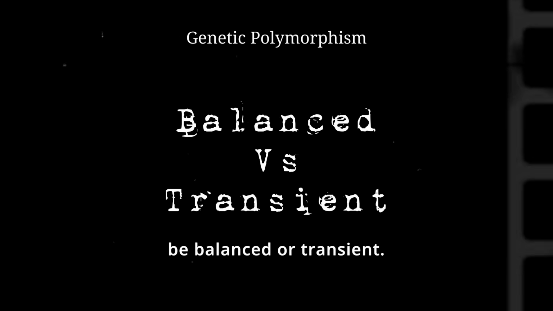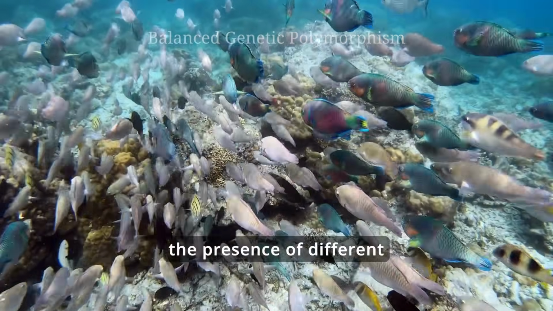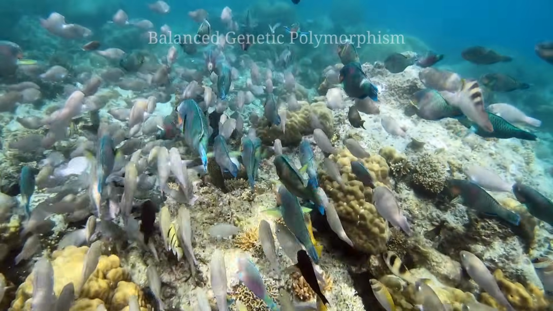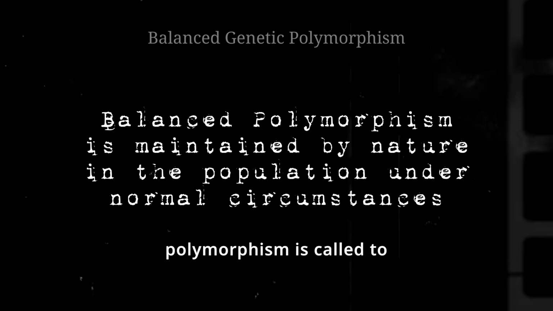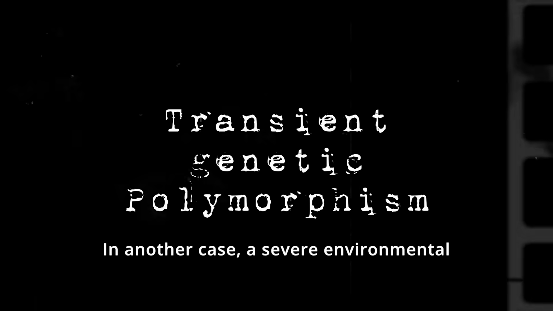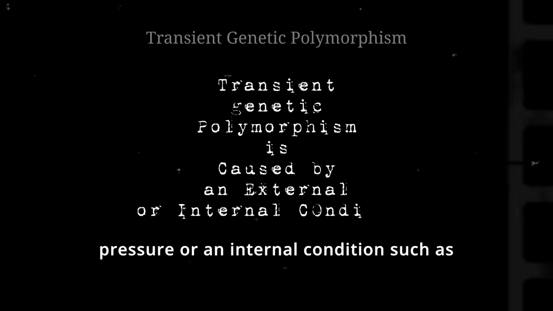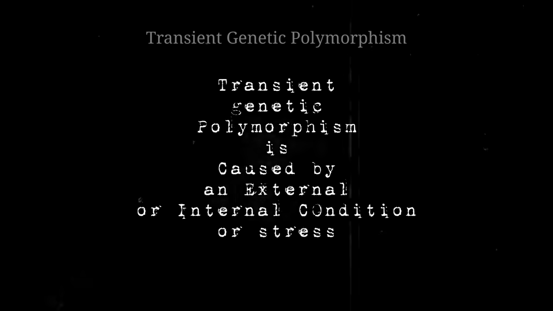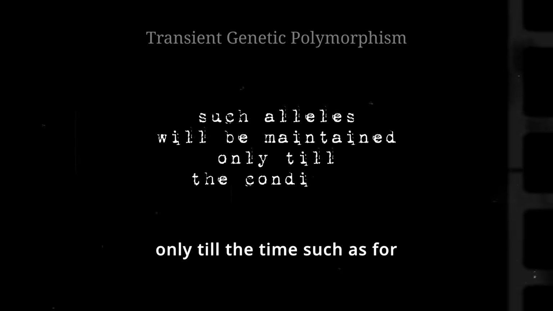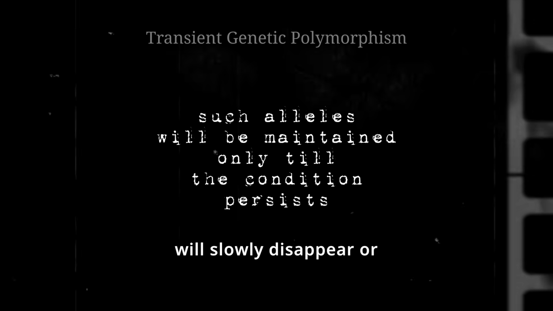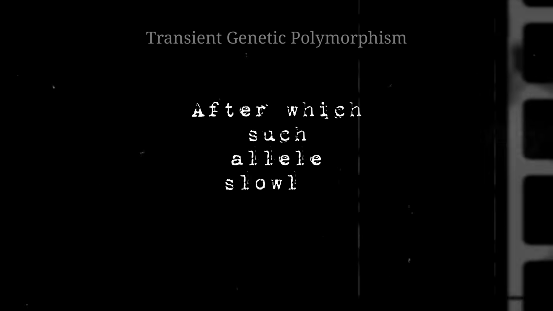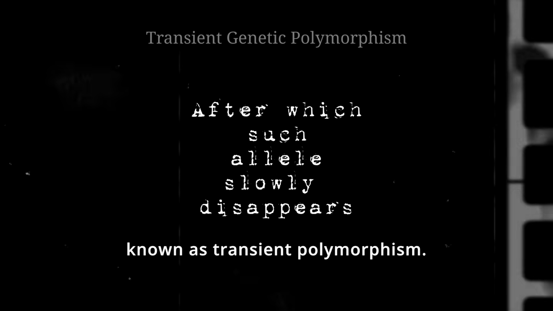Genetic polymorphism can be balanced or transient, and here is what that means. Where natural selection itself maintains the presence of different alleles in the given population, as illustrated in the above 2 examples of eye color and blood groups, the polymorphism is called balanced polymorphism. In another case, a severe environmental pressure or an internal condition such as a disease can cause the appearance of an allele which is maintained in the population only for as long as the condition persists. On removal of this condition, this allele will slowly disappear or reduce from the population. Such a polymorphism is known as transient polymorphism.